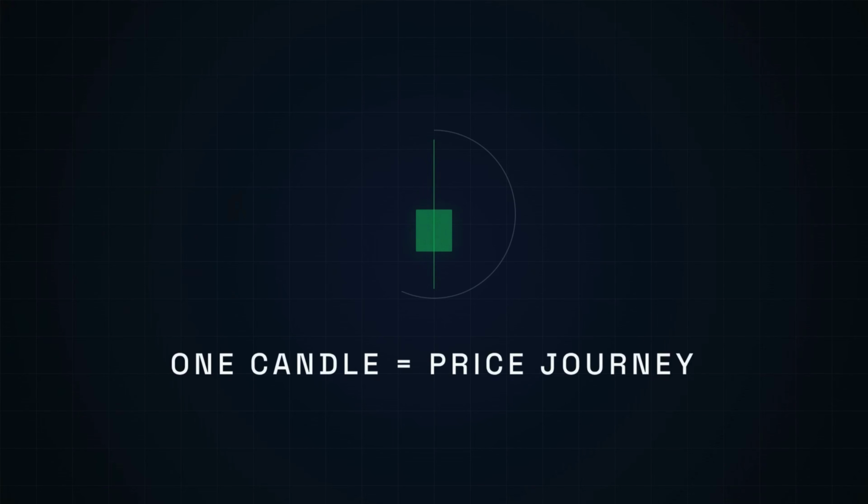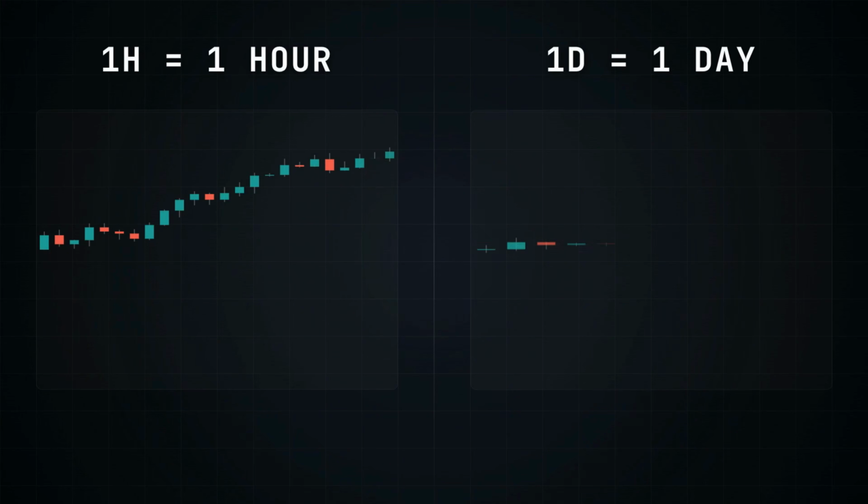In simple words, a candlestick shows the complete journey of price during one specific period of time. If you are using a 1 hour chart, one candle tells the story of one full hour. On a daily chart, one candle tells the story of an entire day.